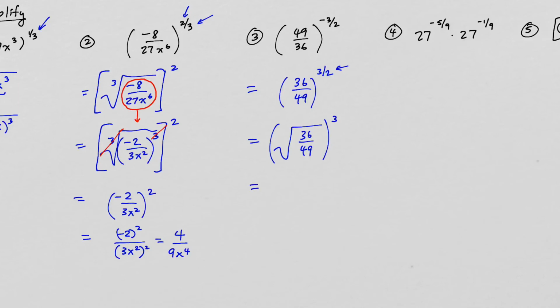And the square root of 36 is 6. Square root of 49 is 7. So we have 6 over 7 to the third power. And now 6 to the third power is 216. And 7 to the third power is 343.